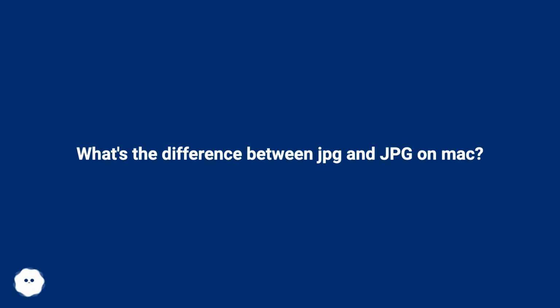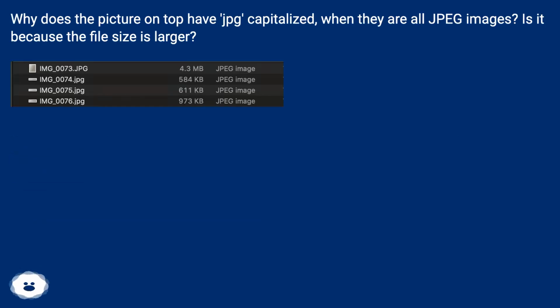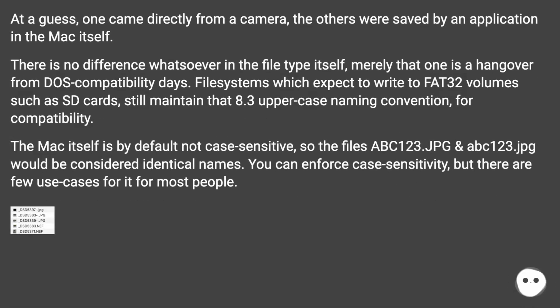What's the difference between .JPG and .jpg on Mac? Why does the picture on top have jpg lowercase when they are all JPEG images? Is it because the file size is larger? At a guess, one came directly from a camera, the others were saved by an application in the Mac itself.